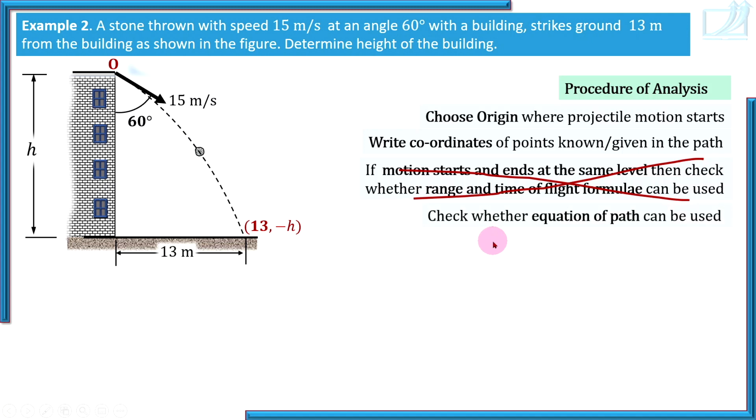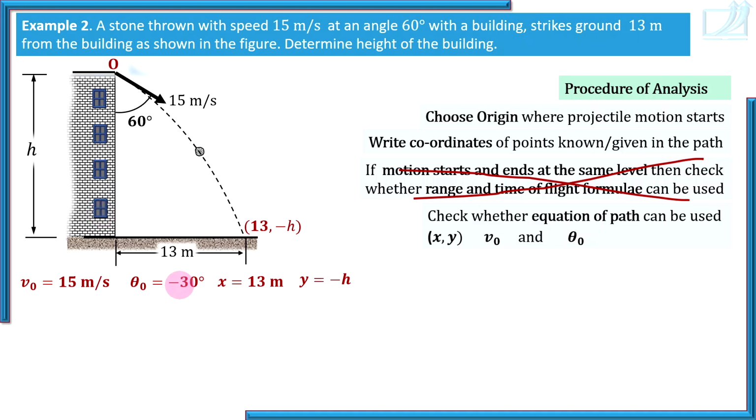After this, check whether equation of path can be used. X, Y coordinate and V0, theta 0. Out of these 4 parameters, let's check what we know. V0 is known, theta 0 is minus 30, X is 13 meters and Y is minus h. And you want to know this h, height of the building. Here X is X coordinate, Y is Y coordinate, Y is not height of the building. In this situation, Y coordinate is minus h, where h is height of the building.